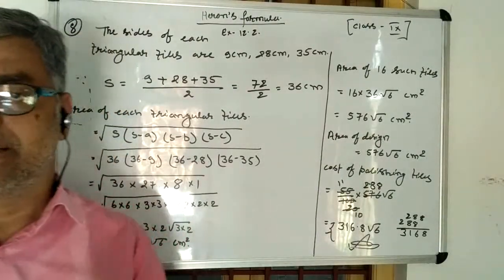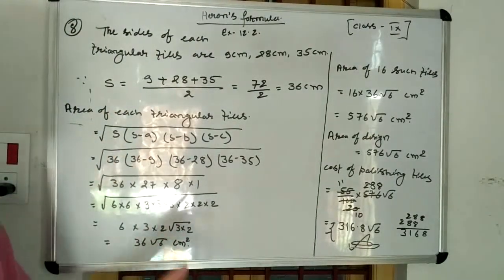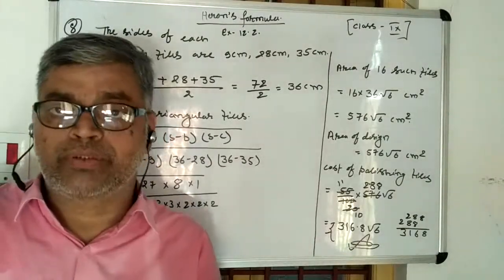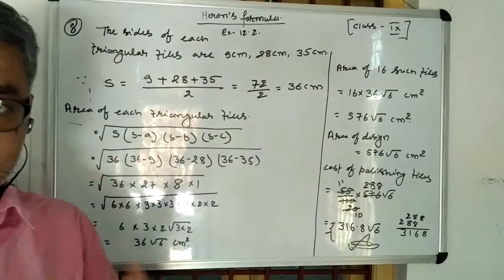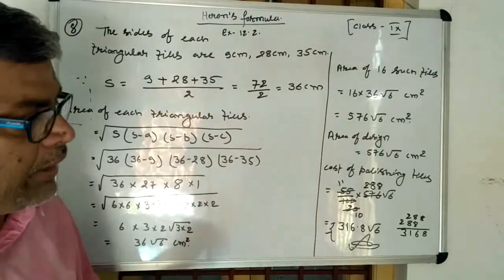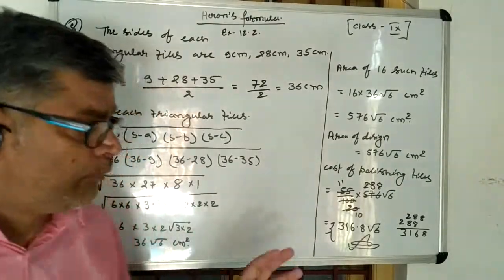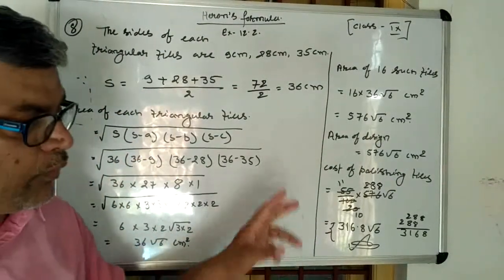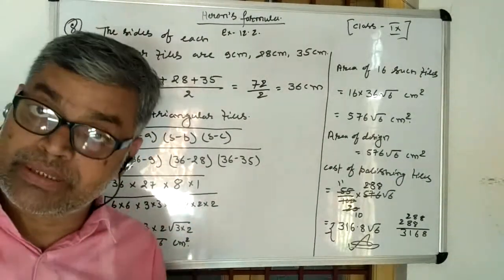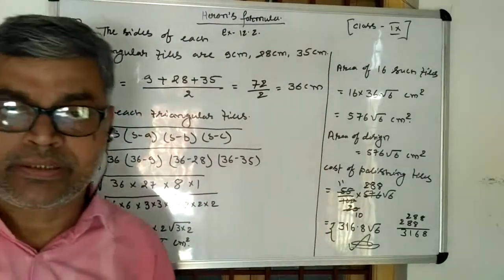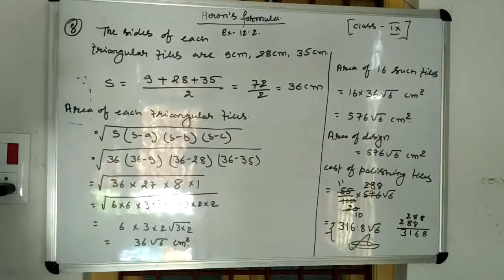tile, and thereafter we multiply the area of one tile with the number of tiles, which was 16 in the design, and after that we find the cost of polishing, which is given as rupees 55 per centimeter square, which we convert into rupees by dividing by 100. So in this way children you can solve this question.